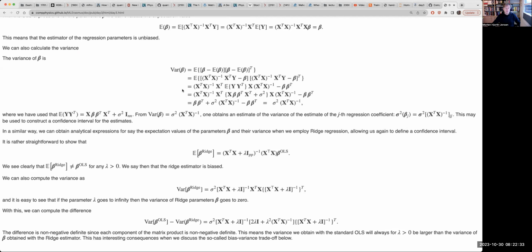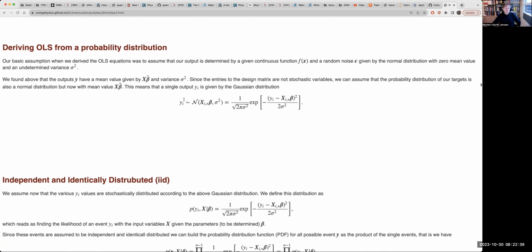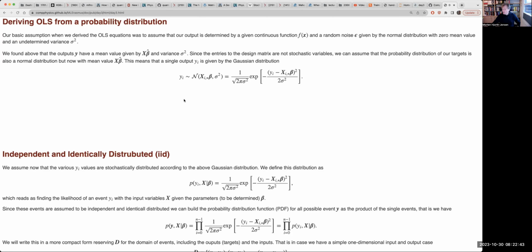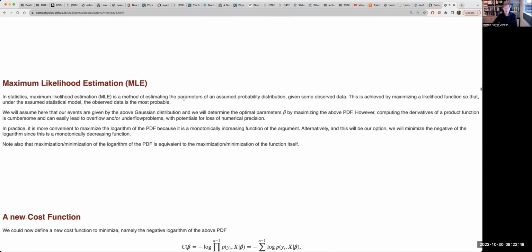And when we come to deep learning, it's often much more difficult to actually obtain such expressions. Then we went through the derivation of ordinary least squares with a probability distribution. So I won't repeat these things. I just wanted to give you a quick review.